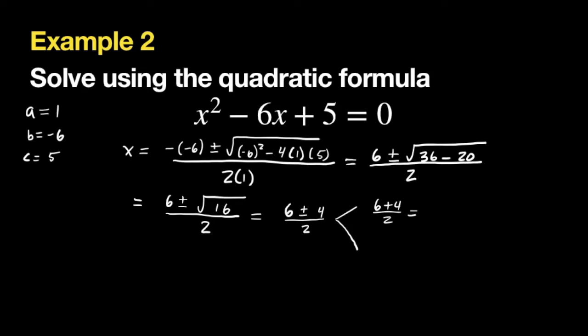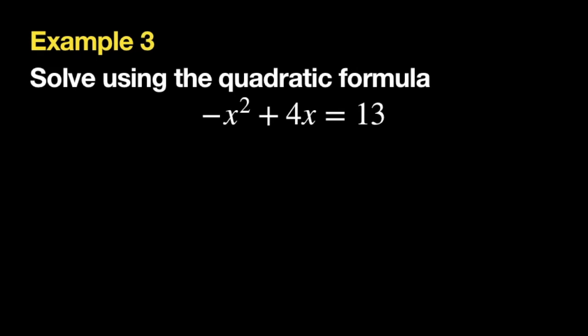6 plus 4 gives us 10, divided by 2 gives us 5. And the second option is 6 minus 4 over 2. That's going to give us 2 over 2, which is equal to 1. So the solutions for this problem are going to be positive 5 and 1.